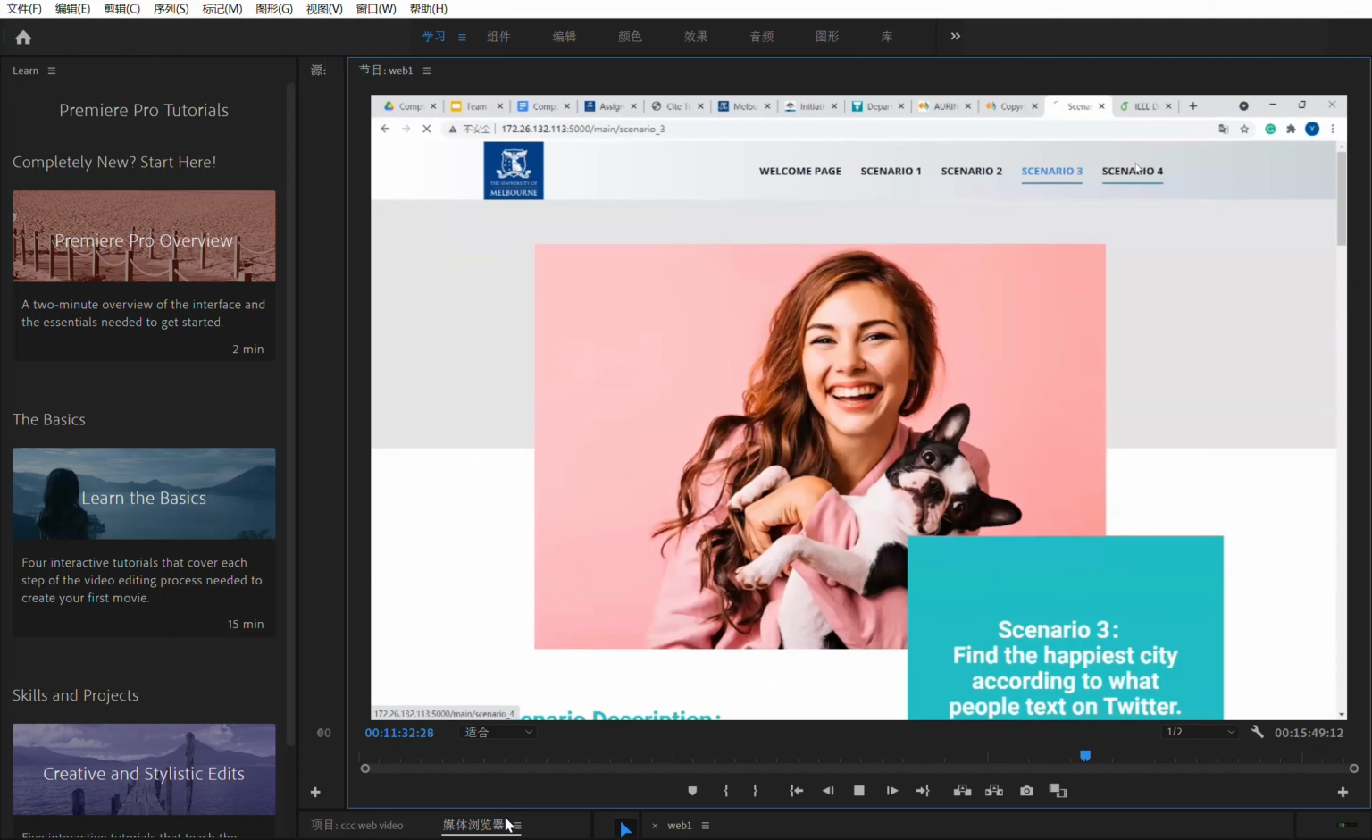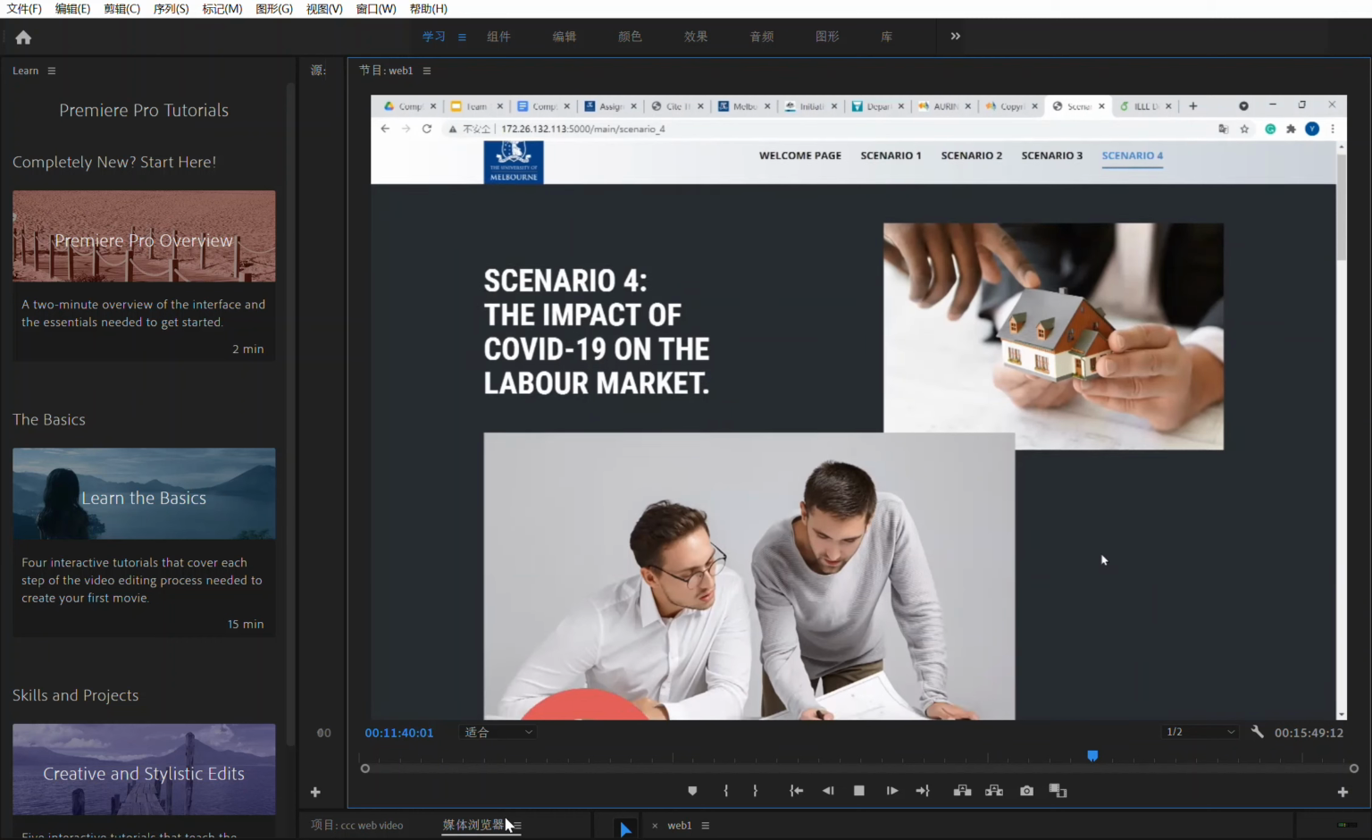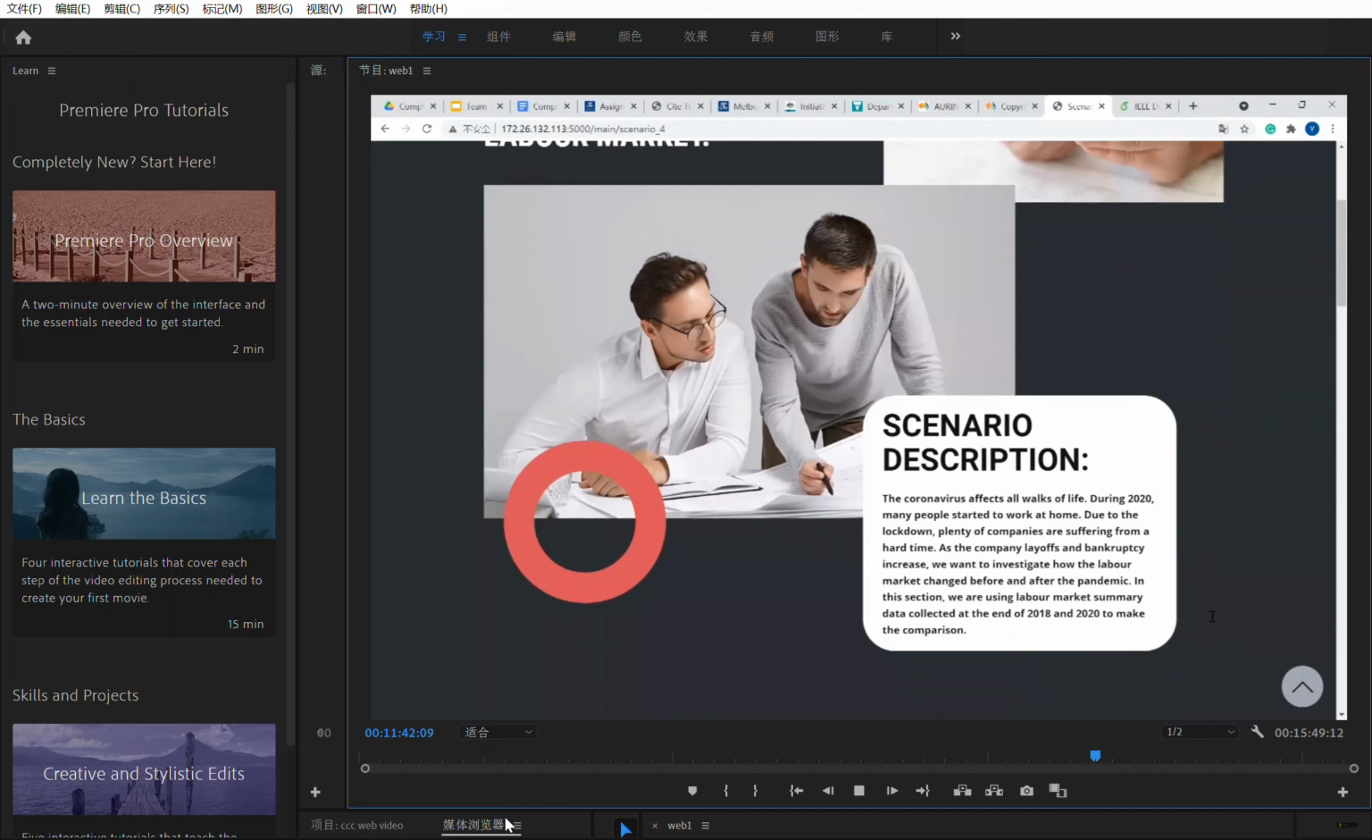Next is scenario 4, which is the impact of COVID-19 on the labor market. We all know that COVID-19 affects all walks of life. During 2020, many people started to work at home. And due to the lockdown, plenty of companies are suffering from a hard time. As company layoffs and bankruptcy increase, we want to investigate how the labor market changed before and after the pandemic.